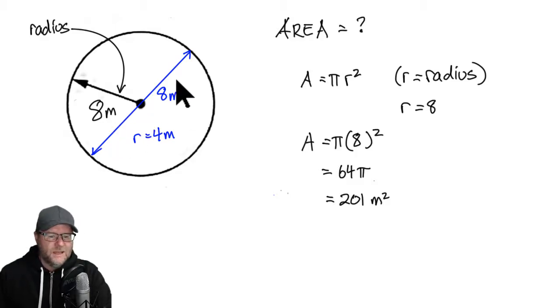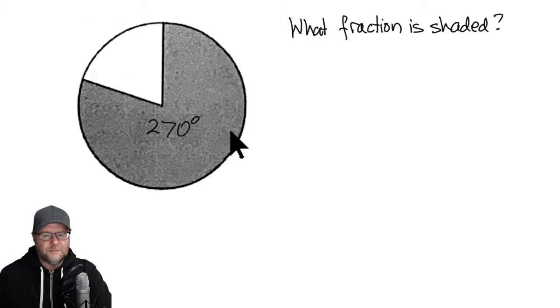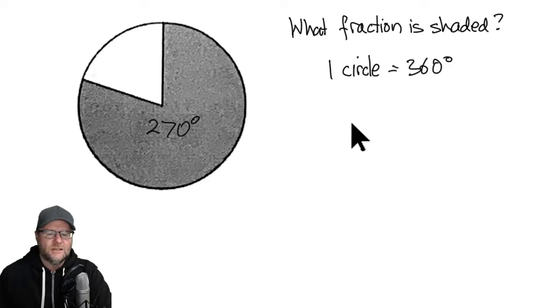So just be careful in the question. Just check, am I given a radius or am I given a diameter? This grey section here represents 270 degrees of a full circle. So what fraction has been shaded?